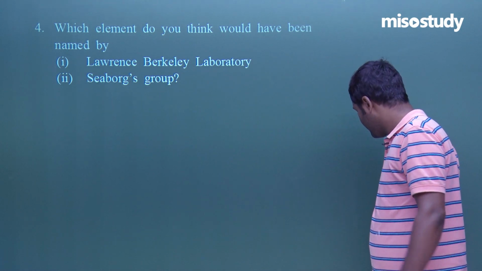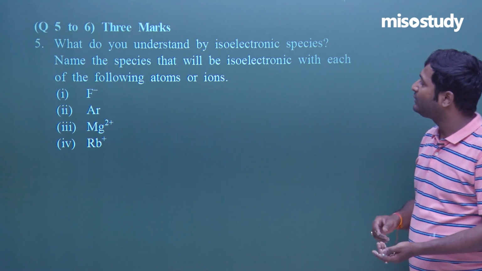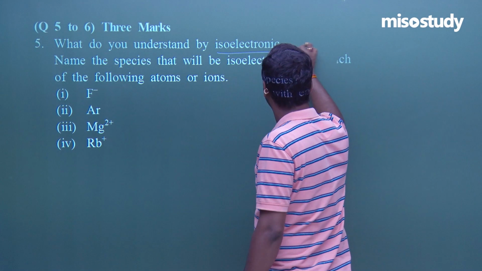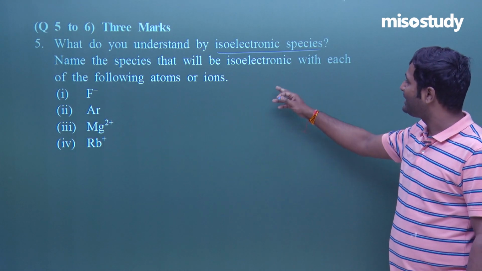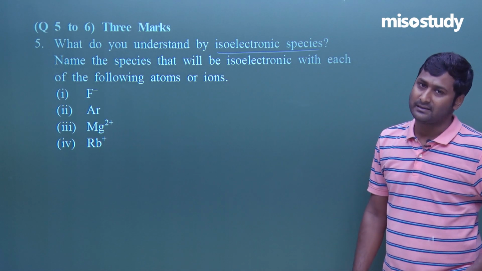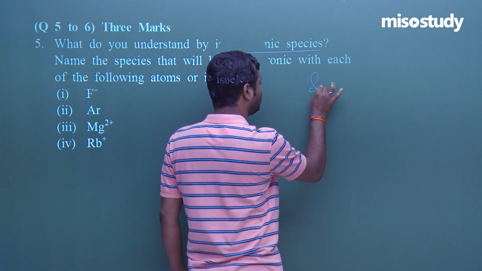Wait for a moment. Let's move to the next question. What is given here? What do you understand by isoelectronic species? Clear? Name the species that will be isoelectronic with each of the following atoms or ions. What do you mean by isoelectronic species? Tell me.